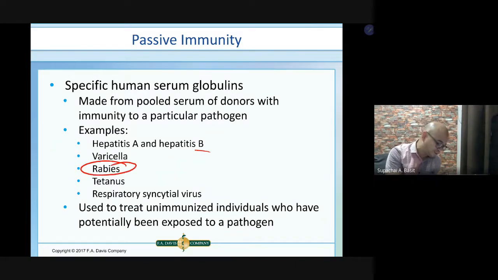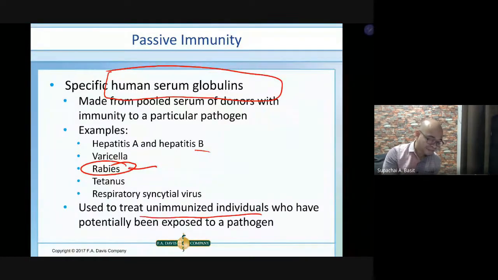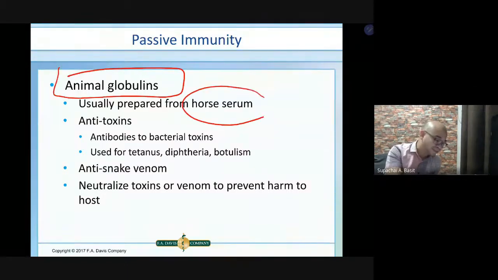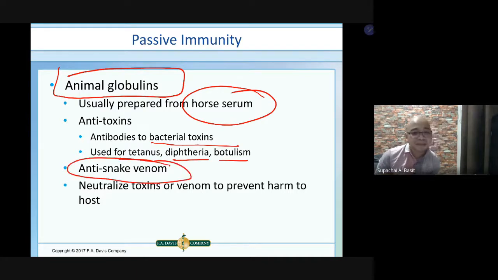But this one is very common, no? So when you are bitten by a dog who's suspected to be rabid or not, you still need to get human serum globulins. So it is used to treat unimmunized individuals who have potentially been exposed to a pathogen. But sa rabies, that is very common. But for example, aside from that, you can also get animal globulins, and we usually get it from horse serum, such as antitoxins, antibodies for bacterial toxins, tetanus, diphtheria, or botulism, and even anti-snake venom is produced from the horse serum. So the purpose is to neutralize the toxins or venom to prevent harm to the host.